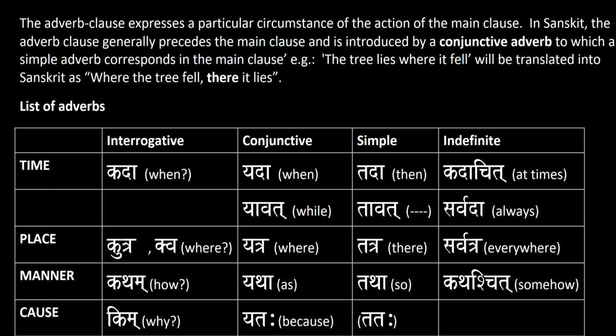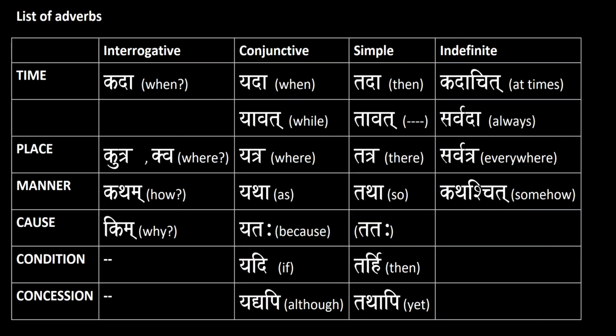So we have a list of adverbs for you. We have interrogative adverbs: kada, when; kutra and kva, which mean where; katham, which means how; and kim, which means why. The interrogative adverbs are different than the conjunctive adverbs. As you can glance at the conjunctive section, you also have yada, which means when, and yatra, which means where, and you have yatha, which means as.